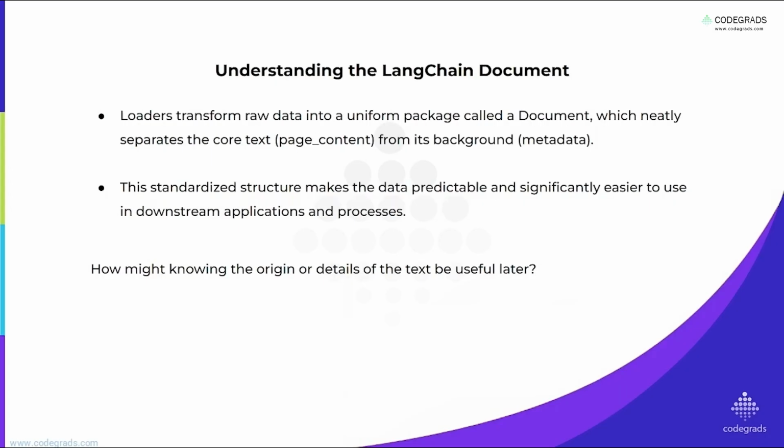Now, understanding the LangChain document, we have the simple structure, which is the page content, that is the actual text, and the metadata, which is helpful tags or context. This format makes it easy to search, embed, retrieve, or summarize later. The loader transforms raw data into a uniform package called a document object, which neatly separates the core text, which is in the page content, and the background, which is stored in the metadata. This standardized structure makes the data predictable and significantly easier to use in downstream applications and processes.